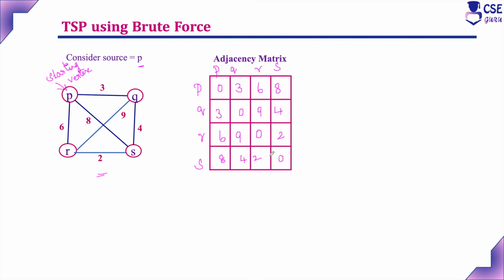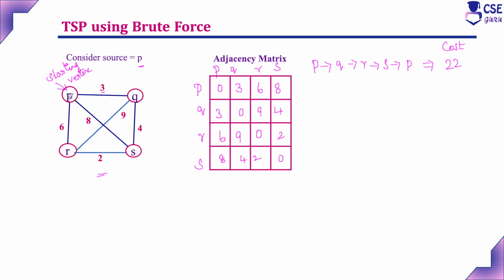What is the brute force technique? We have to compute the cost for all the possible routes. What are the possible routes? The starting vertex is P. One possible route is P to Q, Q to R, R to S, and S to P. What is the cost here? P to Q is 3, and Q to R is 9, giving 12. R to S is 2, giving 14. S to P is 8. So we get 22 as the cost of this route.